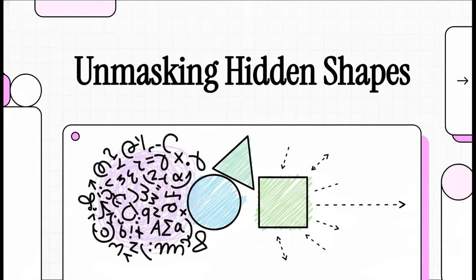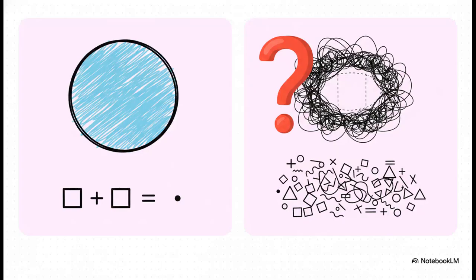Have you ever looked at a really complex math equation and just seen, well, a total mess of numbers and letters? What if I told you that hiding inside that mess is actually a simple, beautiful shape, just waiting to be seen? Today, we're going to learn the secret to unmasking them. So let's just jump right in.